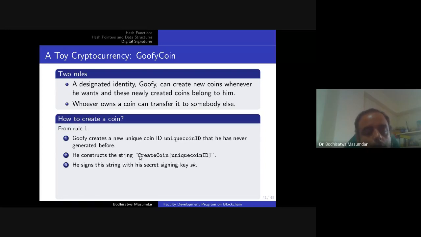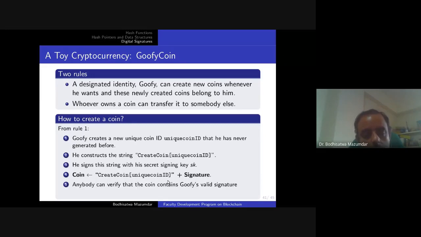He signs this generated string. What does Goopy do? He first creates this string and then signs it with his secret key. He appends the corresponding signature along with that string to create the coin. So the coin comprises this string and the signature of this string. This signature is generated by the secret key of Goopy. So these are the two components of the coin that Goopy has created.